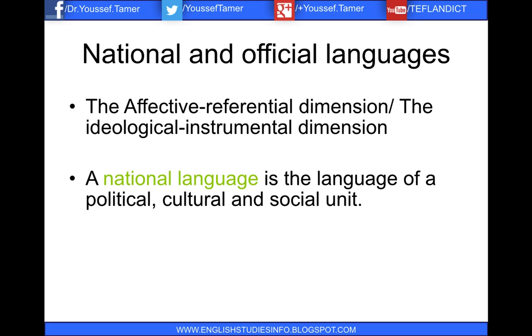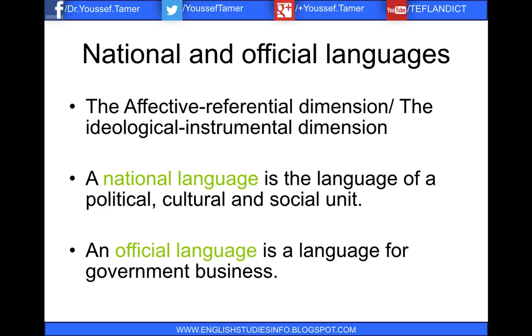And here we can talk about these two factors that play a role in determining the national official languages. Usually national official languages have what is referred to as the affective referential dimension and the ideological instrumental dimension. In the sense that a national language is the language of political, cultural, and social unit. That's the affective referential dimension. And also, an official language is the language for government and business. And that's the meaning of the ideological instrumental dimension.